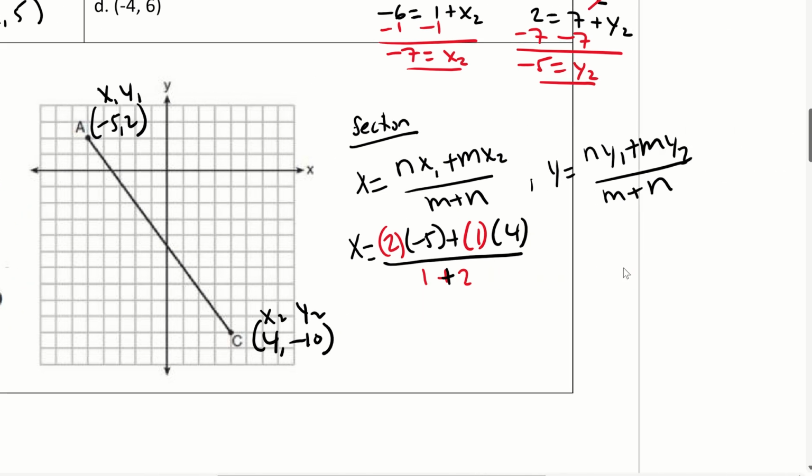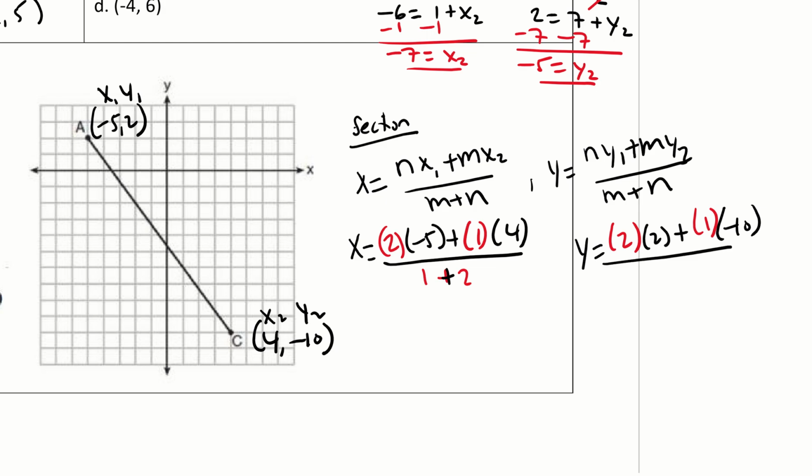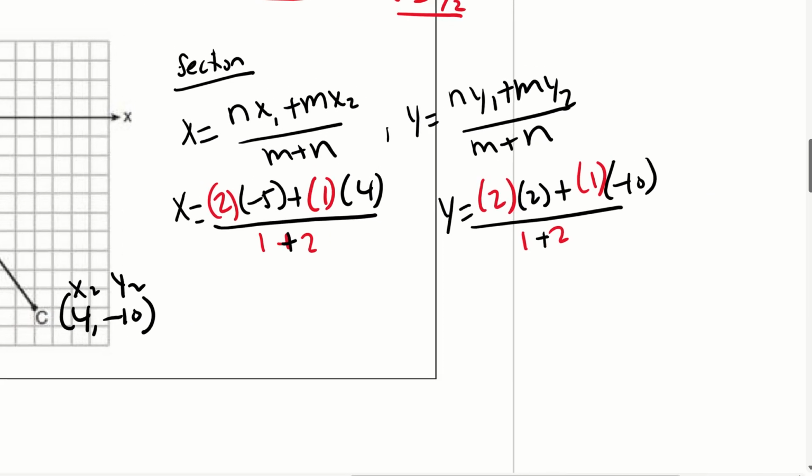Let's do the same for y. Y equals, we got n is 2, y1 is 2, the m is 1, y2 is -10, over 1 plus 2. Okay, so that's how you set it up. Now we just got to do the math, and get the solution.